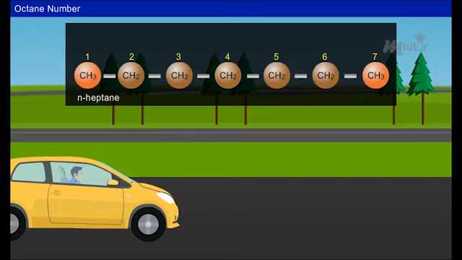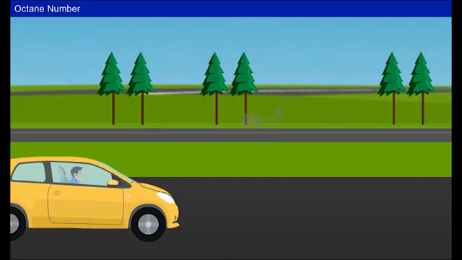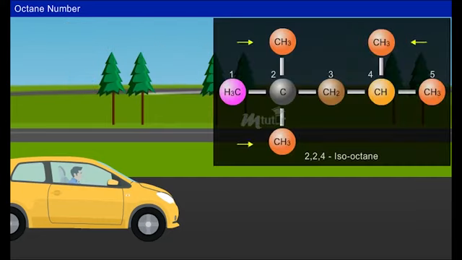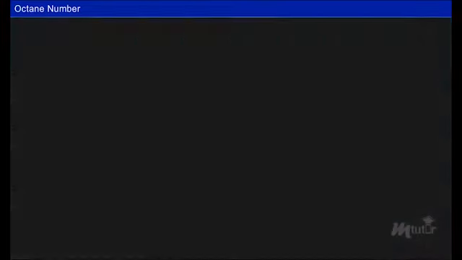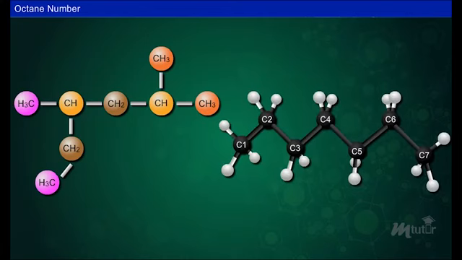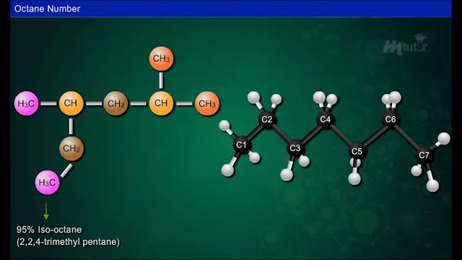N-heptane knocks very badly and hence its anti-knock value has been arbitrarily given 0. On the other hand, isooctane gives very little knocking, so its anti-knock value has been given as 100. Thus, if a sample of petrol gives as much knocking as a mixture of 95 parts of isooctane and 5 parts of N-heptane, then its octane number is taken as 95.